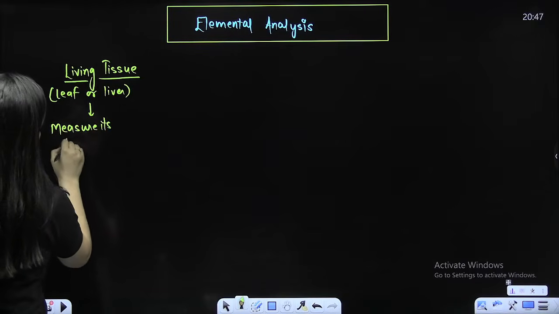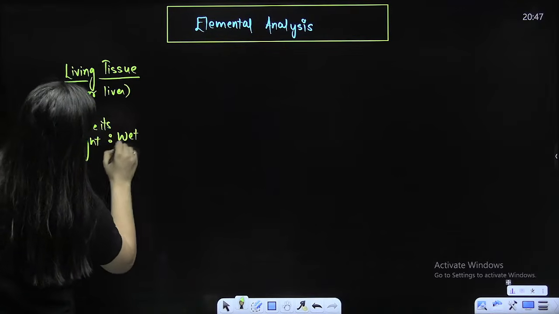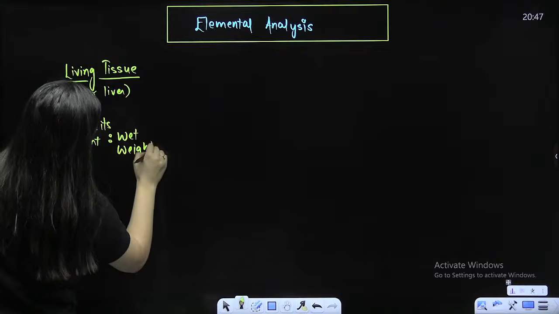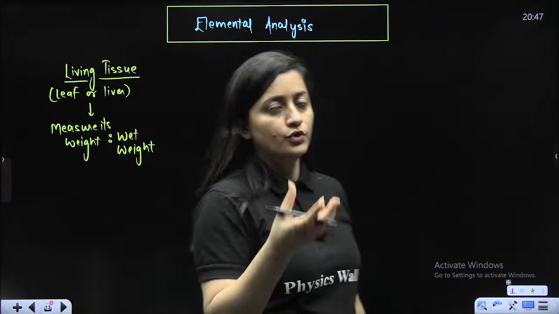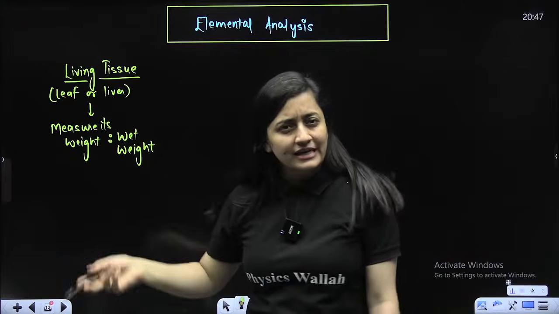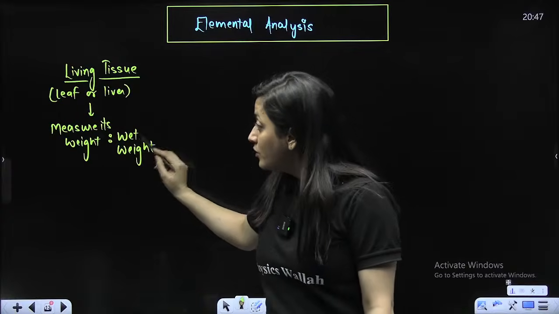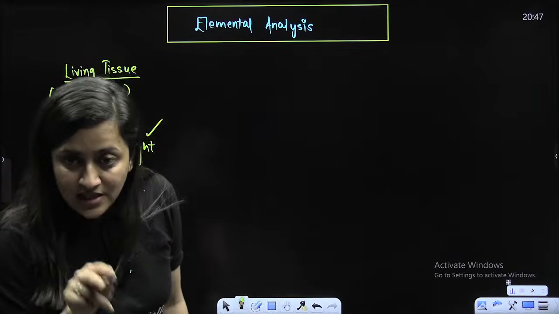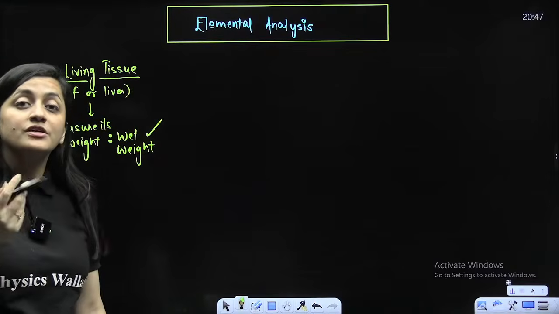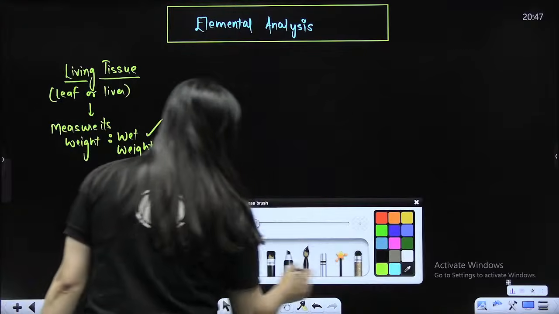Now, when you are taking a living tissue and measuring its weight, don't you think that is going to be the wet weight? It can be any leaf, liver, whatsoever it is, plant material, animal material. Then you measure its weight. But that weight is going to be the wet weight. Why? Because you are considering the water component here, right?